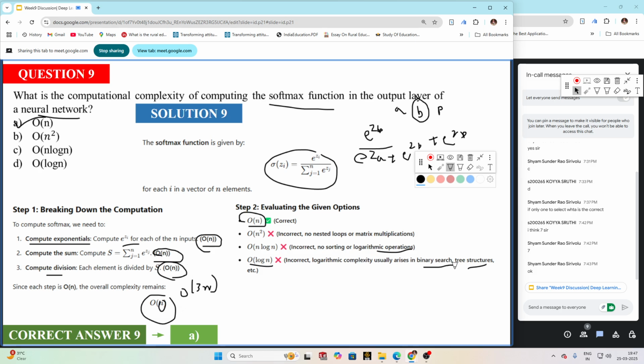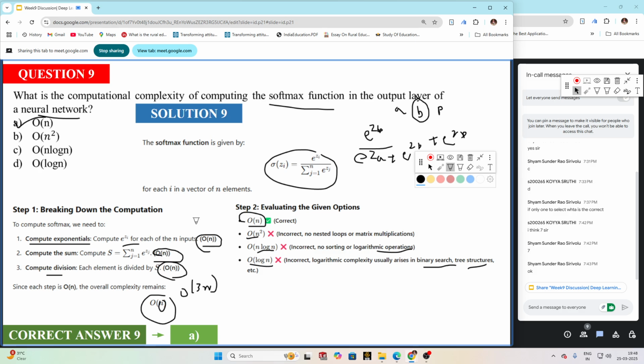Whenever we are doing hierarchical softmax or binary search, the complexity is O(log n). Whenever we are doing a sorting operation, which is purely computer science, we have the complexity O(n log n). And whenever we are doing a nested loop, that means a loop inside a loop, as you must have seen in some computer programs, the complexity is O(n squared). So that is why O(n) is the correct answer. There is nothing called O(3n).